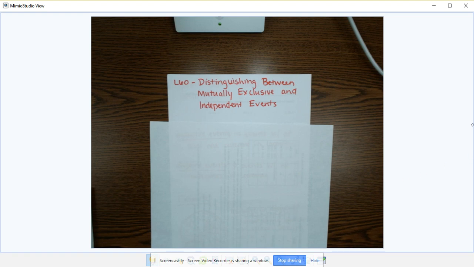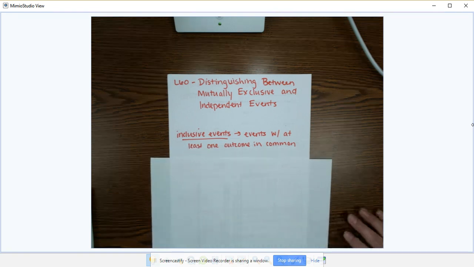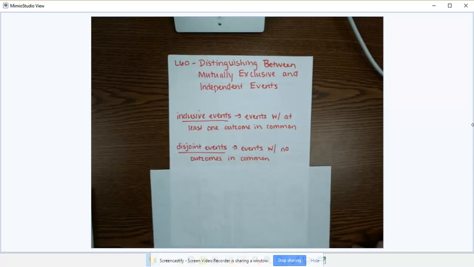Okay, we're going to talk about mutually exclusive events and what that means. So we'll start with inclusive events. Inclusive means that we have events that have at least one outcome in common, so they share something. The opposite of that would be disjoint. Disjoint means that our events don't share any outcomes.